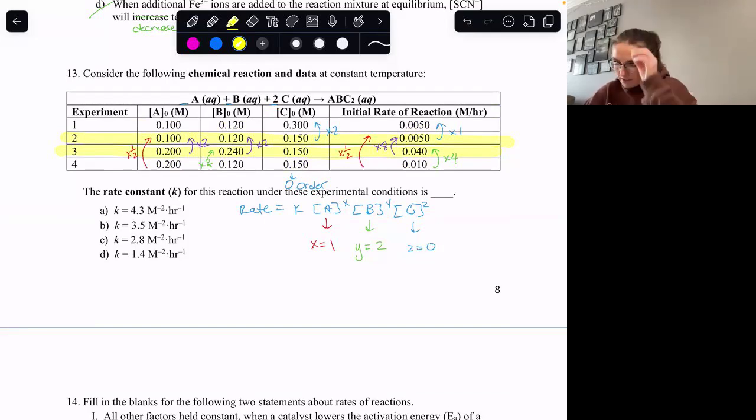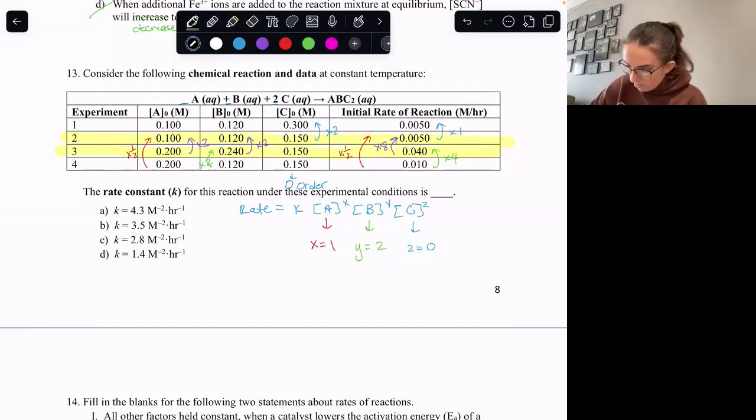Yep, so the relationship's easier between 2 and 4 for reactant A because B in that case is not changing and C is not changing. We don't really care about C because it's 0th order anyways, but in both of those cases, the B and C reactants are not changing. So the only thing that is contributing to the change in rate of the reaction is the change in A's concentration. Yep.